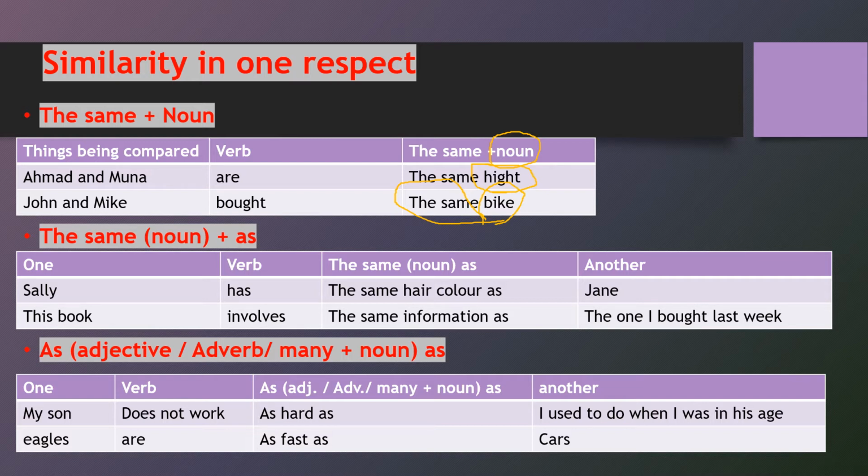So, in this structure, you have the first thing you are comparing. The second position is the verb. The third position, "as", with the noun, with the adjective, with the adverb. And then the other "as". And then the other thing that you are comparing to. So these structures, when you start using them over and over, they just start to be spontaneous in your usage.